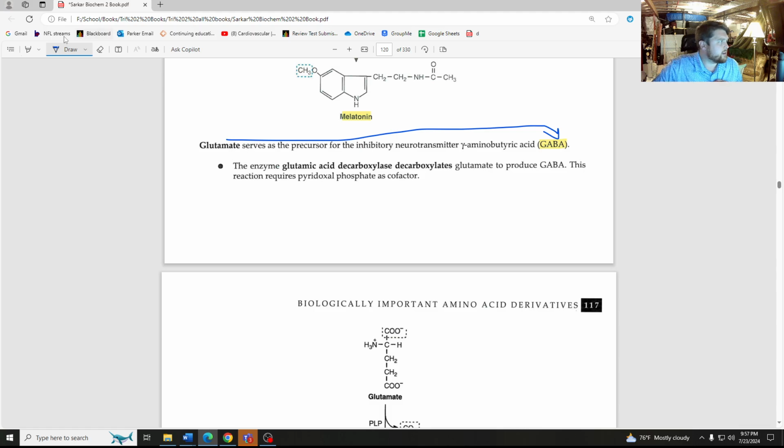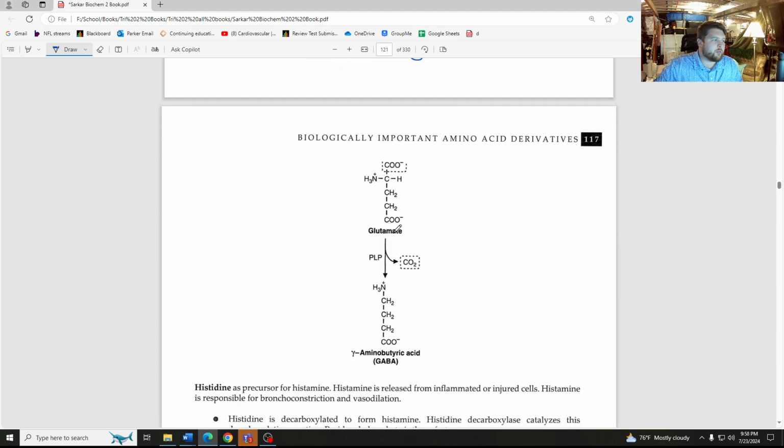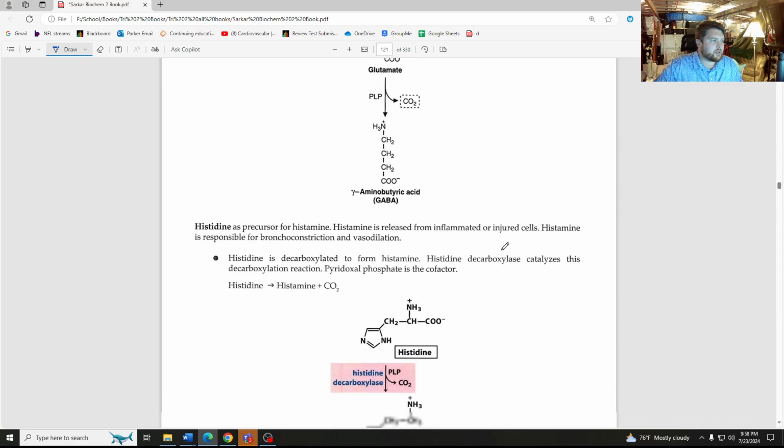So we'll want to remember the enzyme, glutamic acid decarboxylase, and that we need pyridoxal phosphate as a cofactor. Again, that is our B6. Glutamate, with our PLP, acted on becomes GABA.